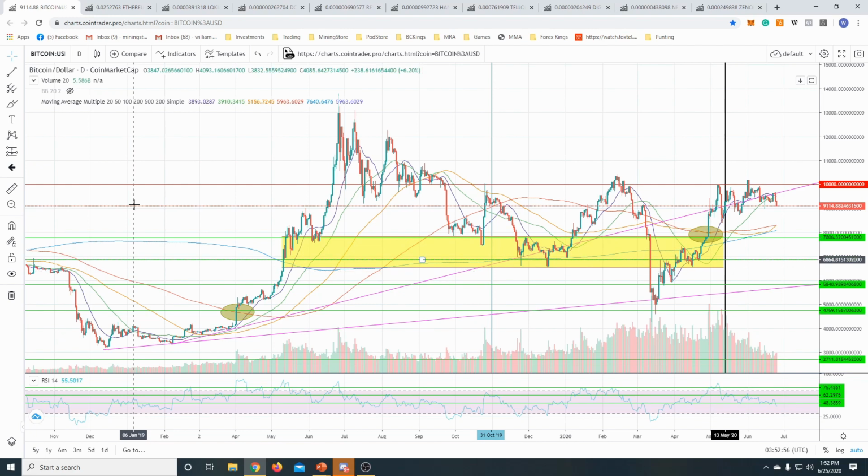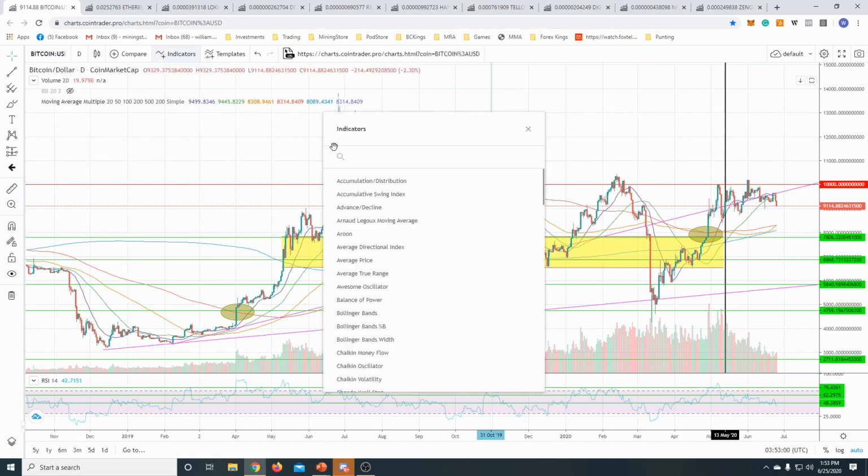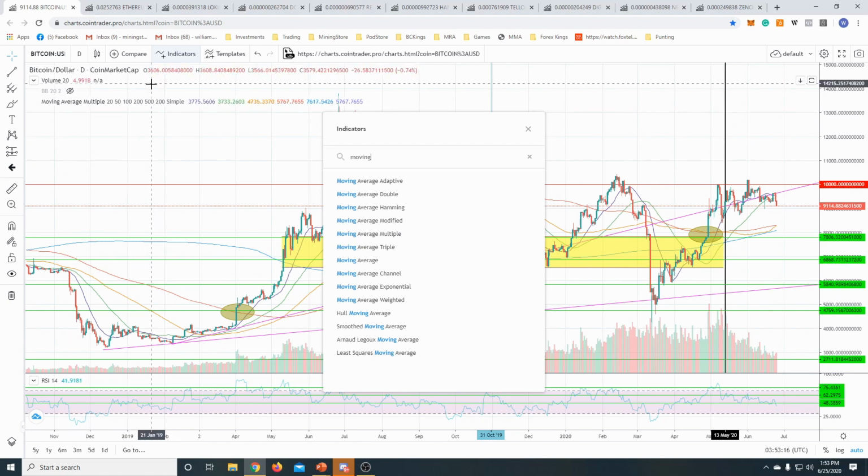These moving averages, you can actually get them up here in the indicator section. If you click on it up here, you can basically type in moving averages, and I use the multiple moving average option, and that allows me to just put in the 20, 50, 100, 200, 500, and 200 again there. It's crossing over. Simple moving averages, okay?